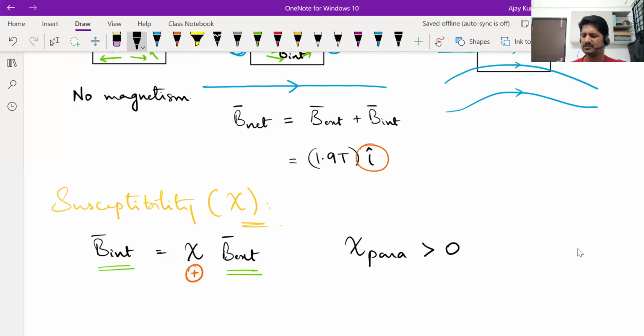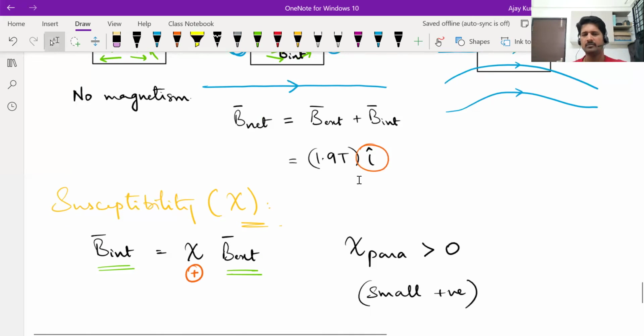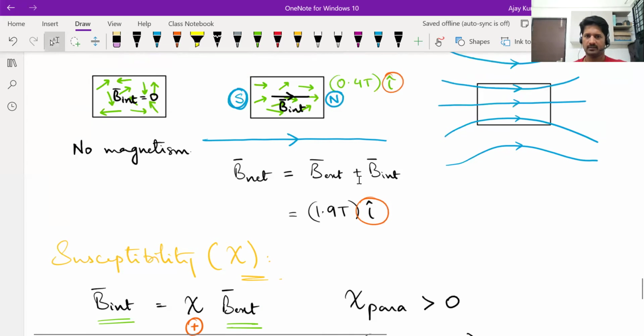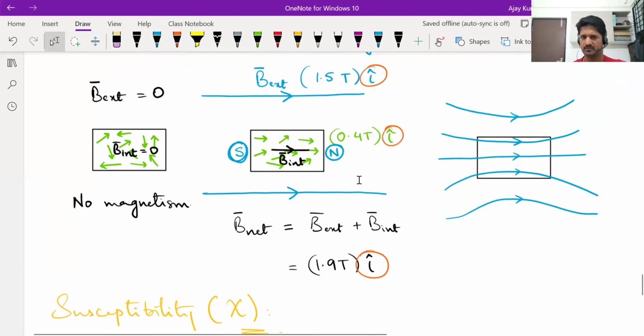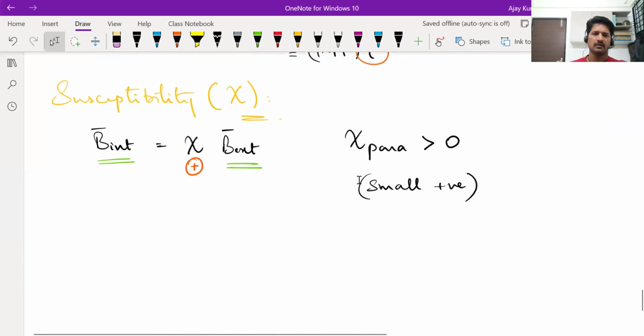Greater than 0. They say it's a small positive value. Why small positive? The internal field will not be that strong compared to the external field. It won't even be as strong as the external field. It'll just be some small internal field getting created in the same direction as external field. So the net field will just be slightly greater than external field. Or you can say B internal is just a fraction of B external.